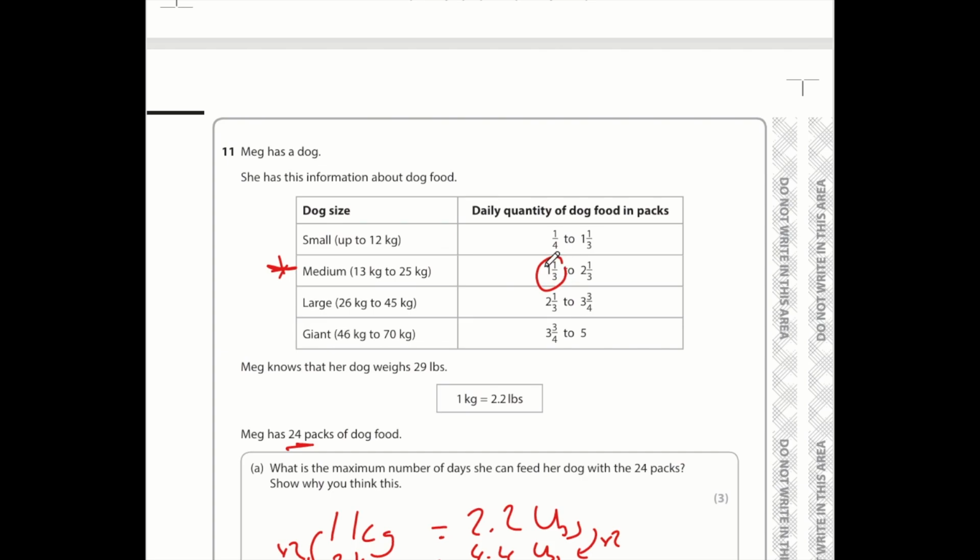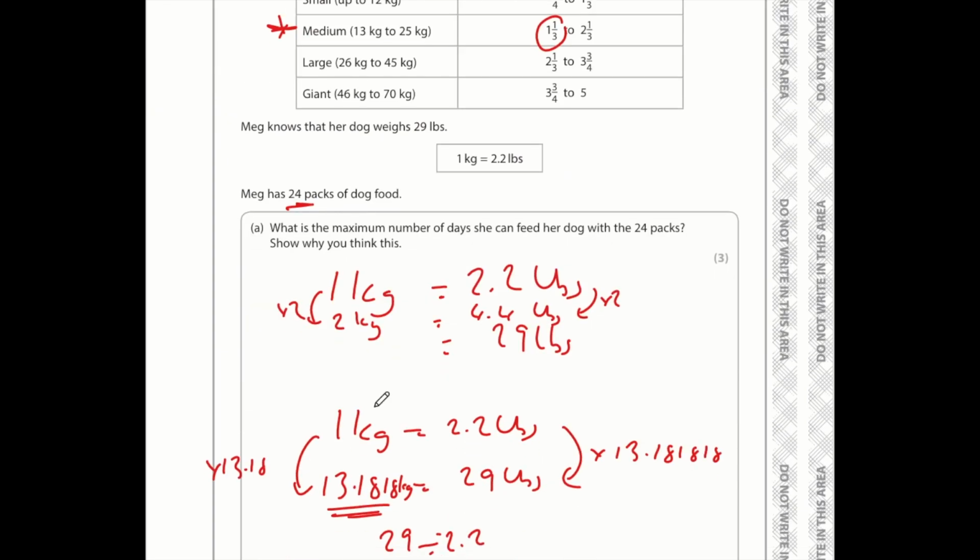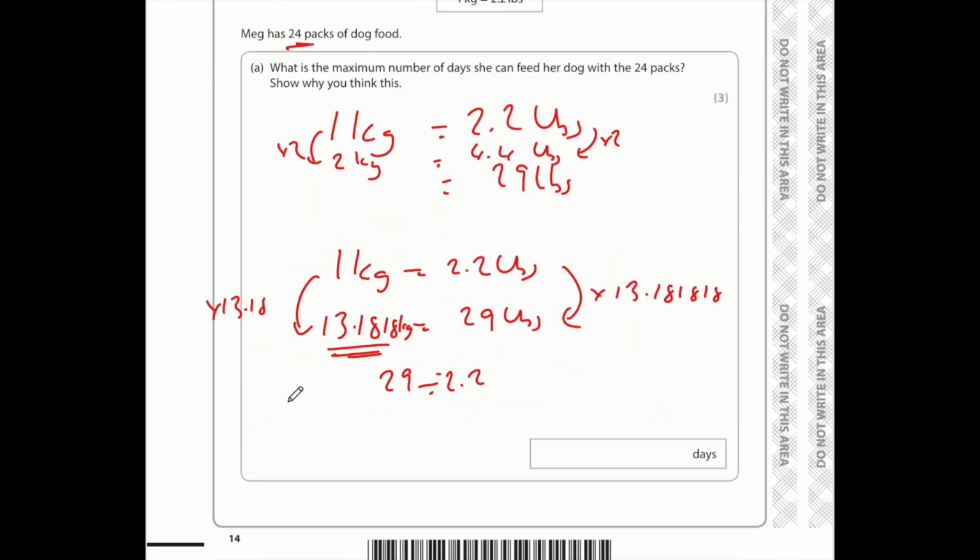So I'm going to work out how many 1 1/3 go into 24 rather than how many 2 1/3 go into 24. Okay, because the number of 2 1/3 that go into 24 will be less than the number of 1 1/3 that go into 24. So the calculation is now 24 divided by 1 1/3. Now I would turn the 1 1/3 into an improper fraction, a top-heavy fraction. That's 24 divided by 4/3.